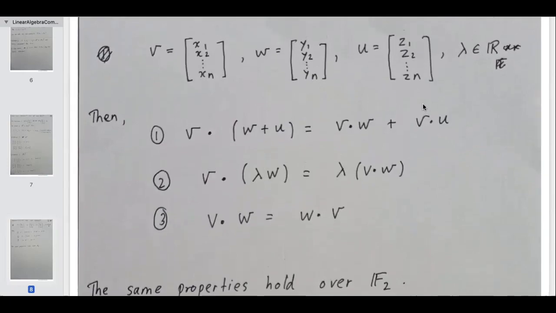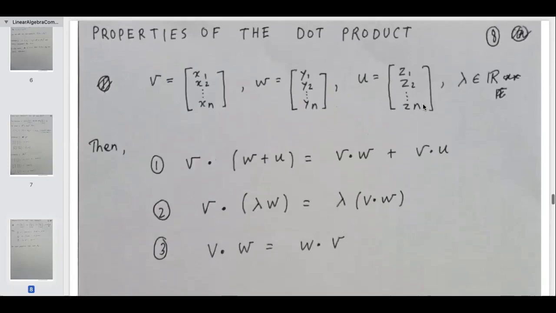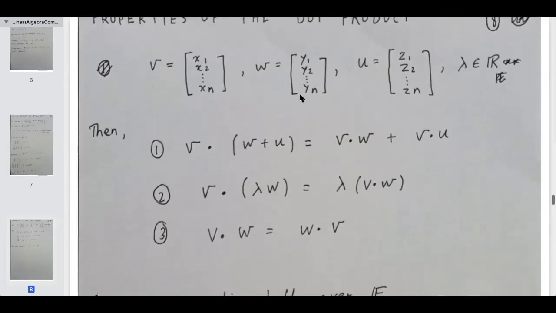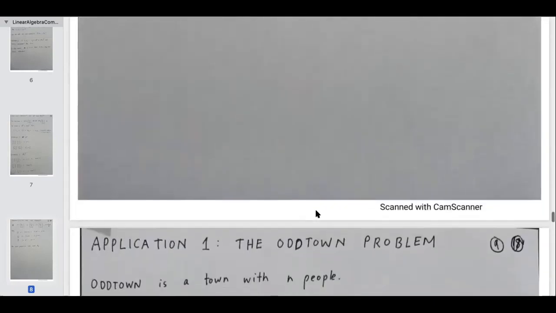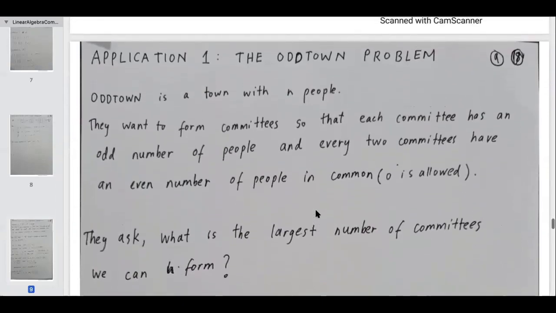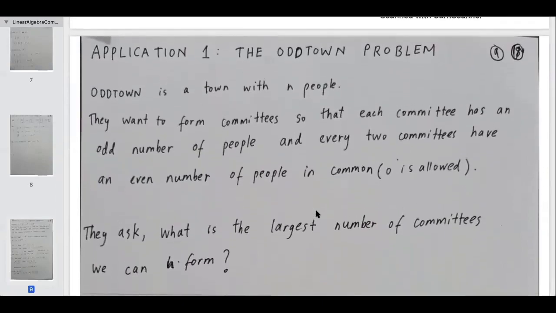So we had a vector space with some structure, meaning we could add two vectors and scale by scalars which were real numbers or 0, 1, depending on whether we were talking about the vector space Rn or F2 to the n. And now there's an additional structure where we can talk about the dot product of two vectors. The dot product of two vectors gives us a scalar, and it satisfies these three properties. Okay. So now let us start with the first application, where linear algebra helps in solving a combinatorics problem.